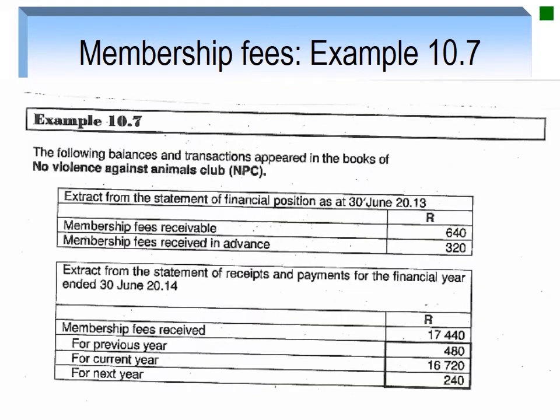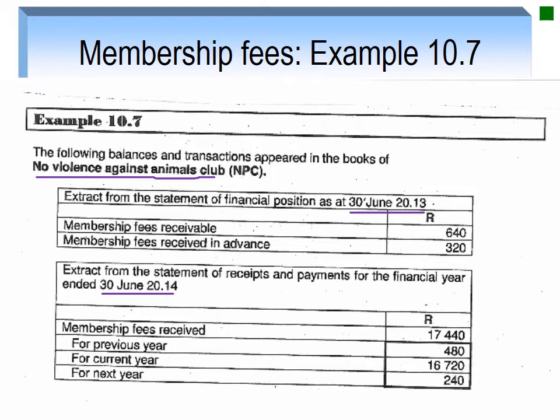We're going to use example 10.7 to explain how the membership fees account is put together. So we're given balances and transactions in the books of No Violence Against Animals non-profit company. This is a club, and we've got an extract from the statement of financial position at the 30th of June 2013, and then we have an extract from the statement of receipts and payments for 30th of June 2014.